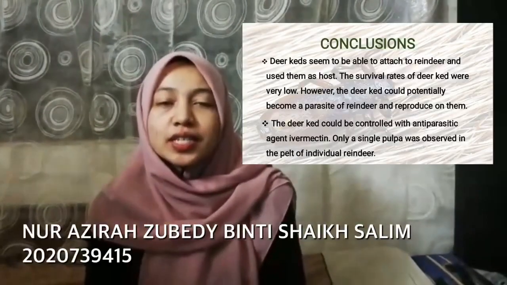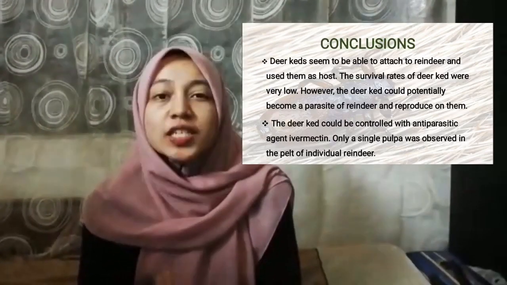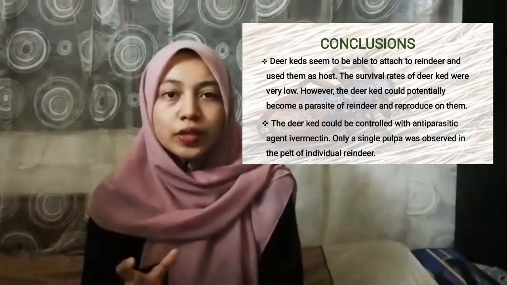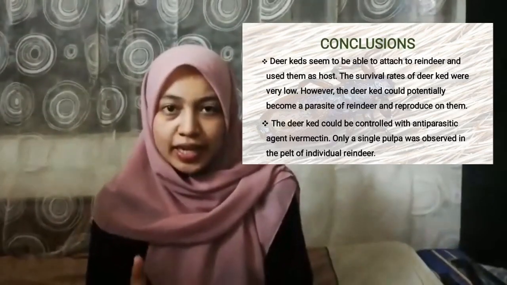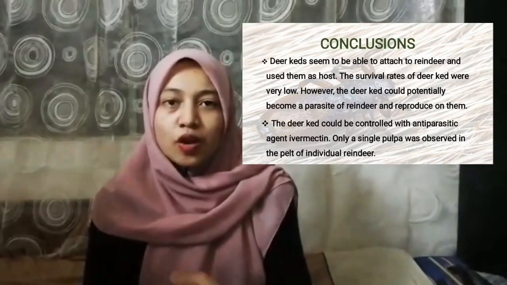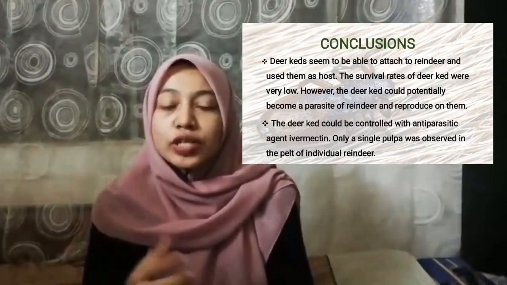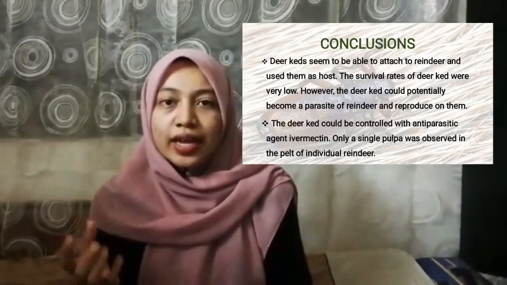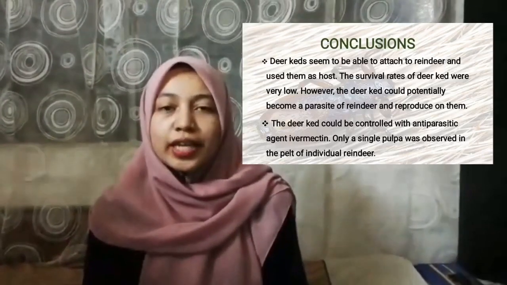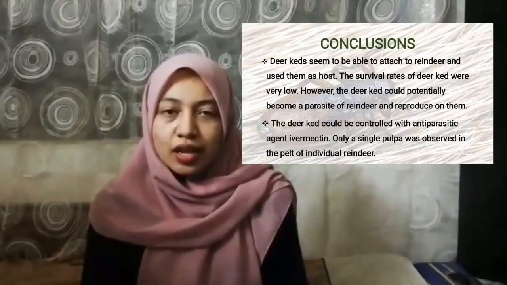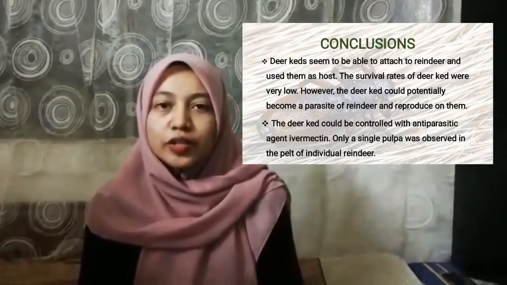Conclusion. The first one is, the deer ked seems to be able to attach to the reindeer. The survival rates were very low. However, the deer keds could potentially be a parasite and reproduce on the reindeer. The second one is, the parasite, which is the deer ked, could be controlled by the anti-parasitic agent ivermectin. Only a single pupa was observed in an individual reindeer. Thank you.